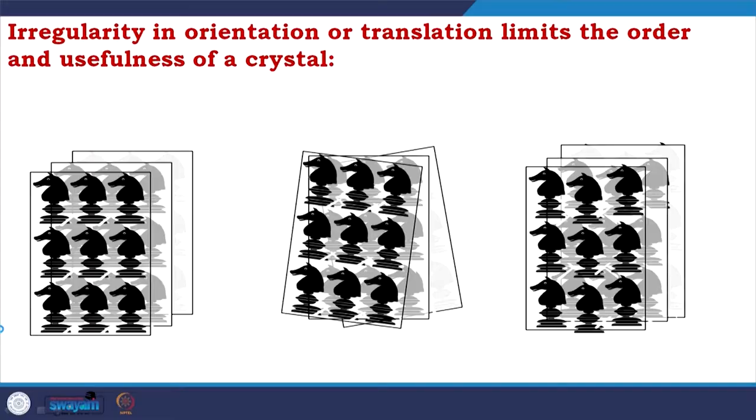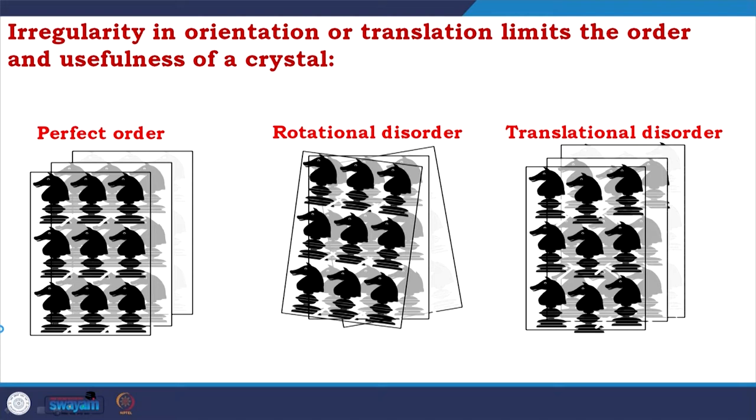That is why the diffraction pattern is very, very important in the world of protein crystallography. You got a crystal, you are happy that you are going to get information, but when you diffract it, the diffraction pattern will immediately tell you whether you got a good crystal or not. When I say good crystal, now you understand, properly arranged. So, what could be bad? It could be bad in many ways, but in general, if you look at this crystal, it is perfect, then there might be rotational disorder, as you could see here, or translational disorder, as you could see here. The irregularity in orientation and translation limits the order and usefulness of the crystal.